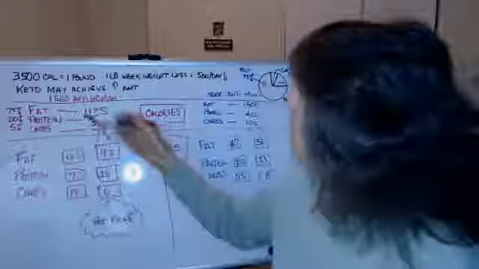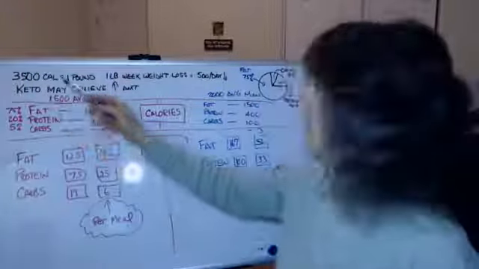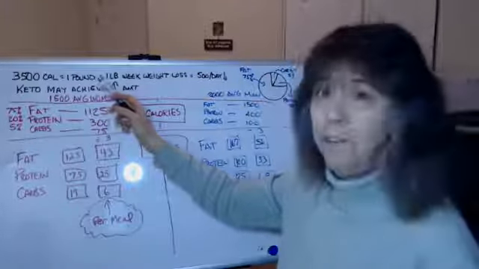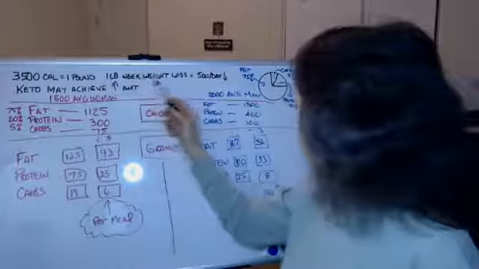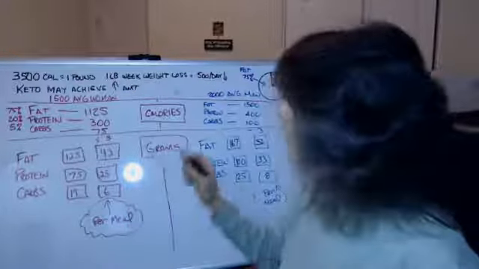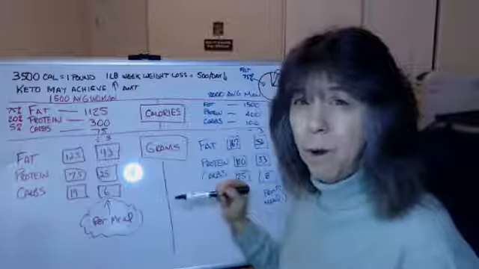Okay, so remember, keep this in perspective here. You've got 3,500 calories equals a pound of fat. And if you're going to lose 1 pound a week, that's a deficit of 500 calories a day. So I wanted the math to be easy for you.